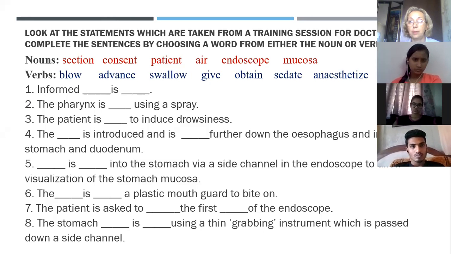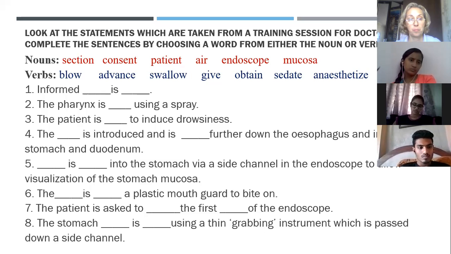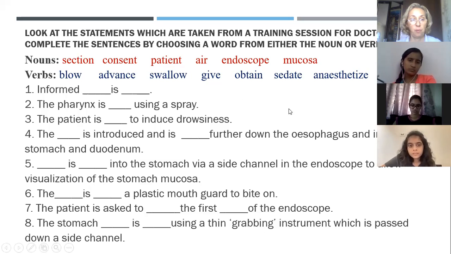Well, let's just check now. And now let us listen to Rina. What do you think is missing in the first sentence? Informed patient. Informed. And what is done with the patient, with the informed patient? Patient to give.